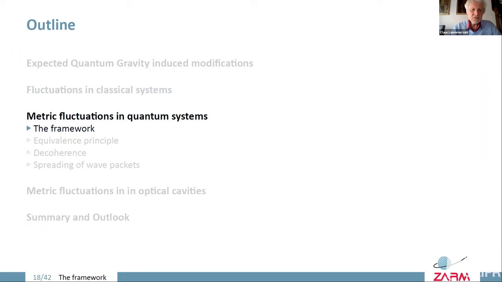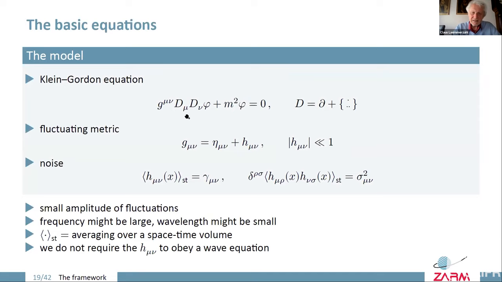On the quantum level, we are starting with a Klein-Gordon equation coupled to a metric in the usual way. Then we assume a fluctuating metric with a small h mu nu. And we assume that the average of this metric gives some gamma, and the square of the average also some deviation. So we assume, of course, small amplitudes. The frequency might be large, but we are not using any equation of motion for the fluctuations. And these are always space-time averages.